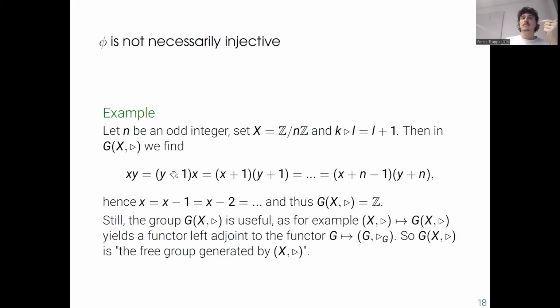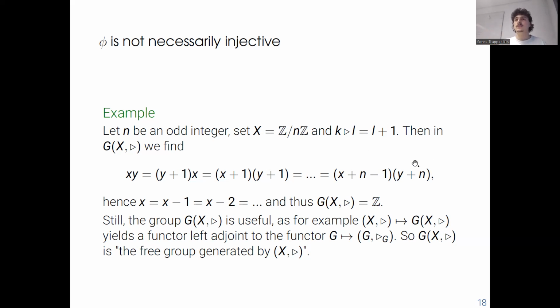If we once again apply one of the defining relations, then we can move the y plus 1 to the other side, and x plus 1 to the left side, but then we add 1. If we do this often enough, at some point we find that this is equal to (x plus n minus 1) times (y plus n). But recall that we're working modulo n.